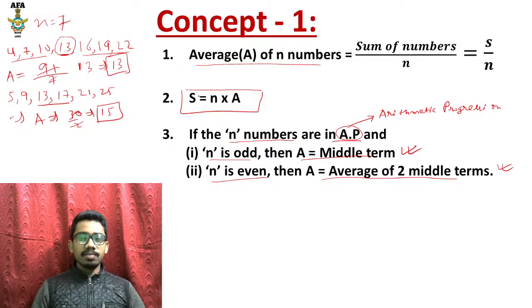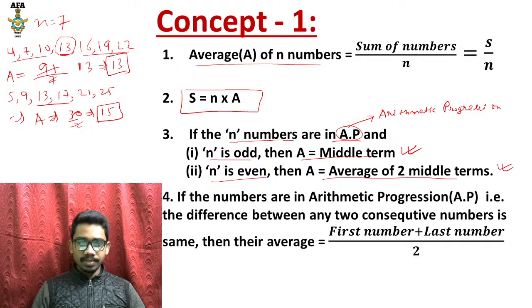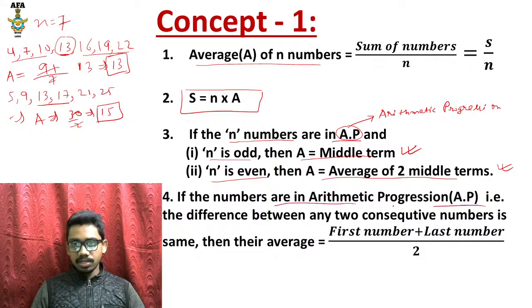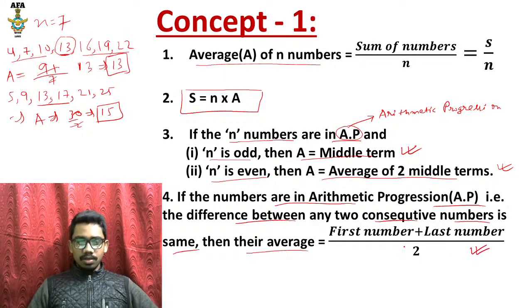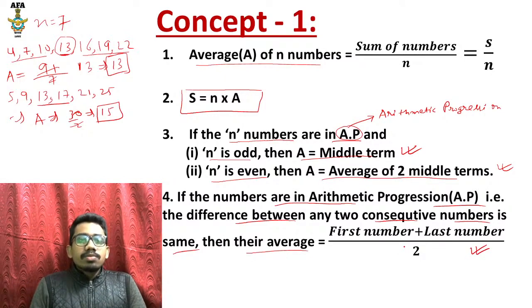Let's see other methods of solving this. If the numbers are in arithmetic progression, that is, the difference between any two consecutive numbers is the same, then the average is first term plus last term by 2. Like 4, 7, 10, 13, 16, 19, 22, they are in arithmetic progression. The difference between any two consecutive numbers is the same.